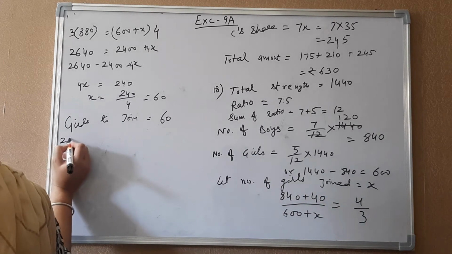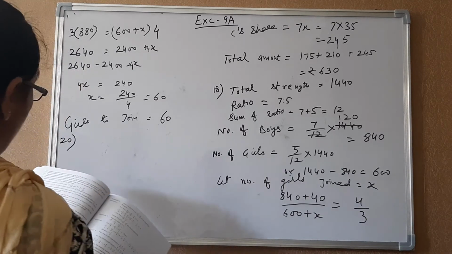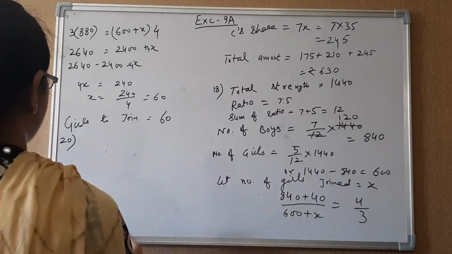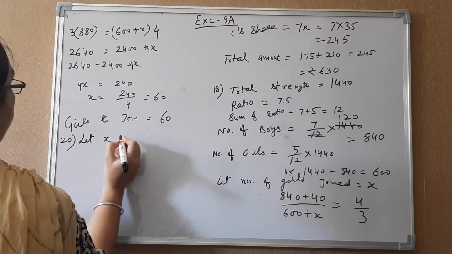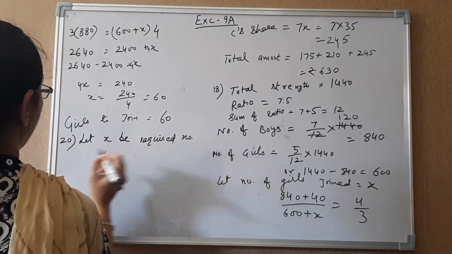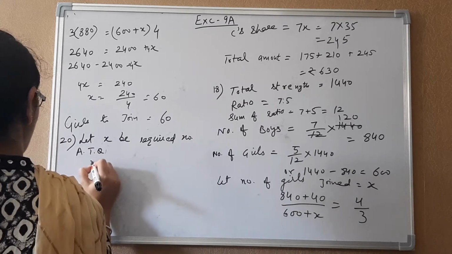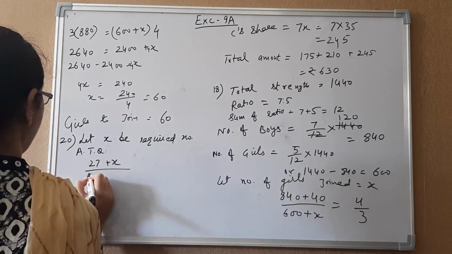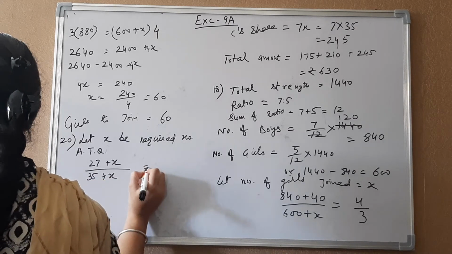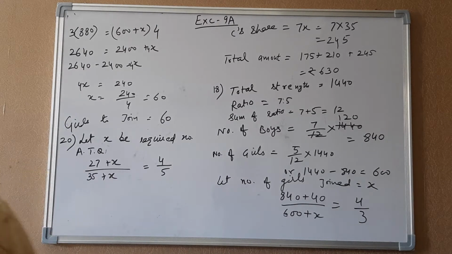Now question number 20. In sum number 20 they say, find the number which when added to each of this term changes this. Let X be the required number. What is the question saying? That it should be added to 27 as well as 35 and we want the number as 4/5. So again we'll cross multiply and find out the value of X.